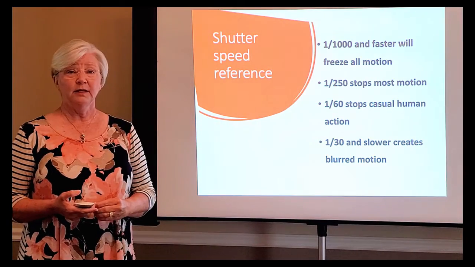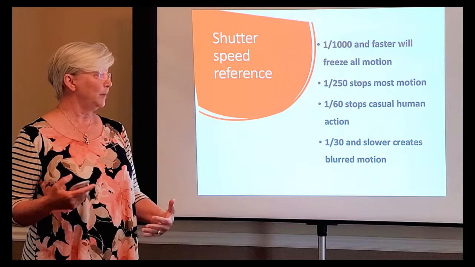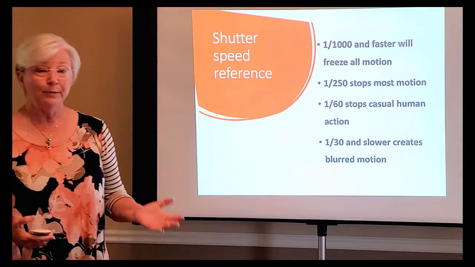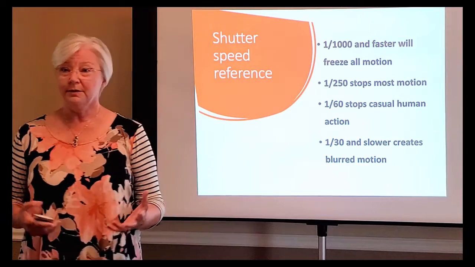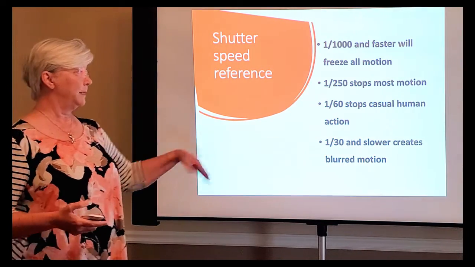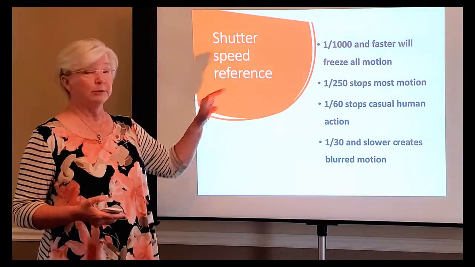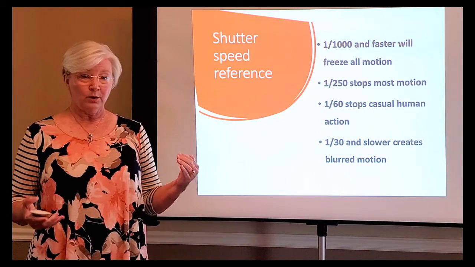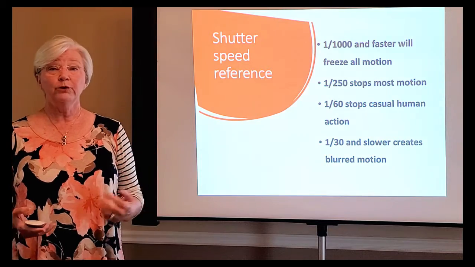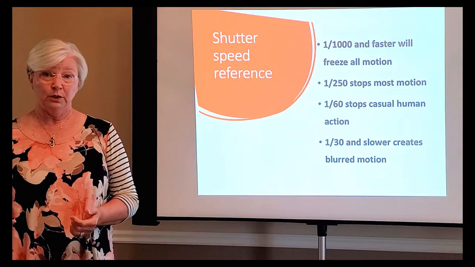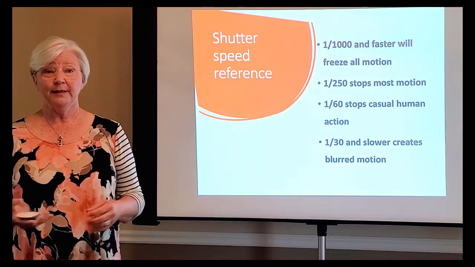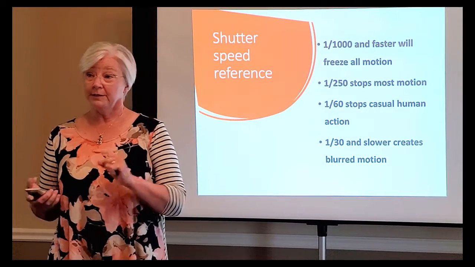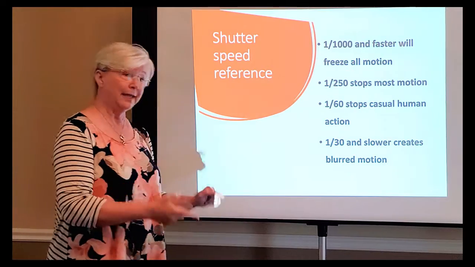1/60th of a second stops most casual human action. It also stops most animal movement, just kind of walking and talking. It's not going to stop running, though. You need to go a little bit faster than that. And 1/30th and slower is a good place to start when you're thinking about creating motion blur. But everything is dependent, like we said before, on the movement of the subject as well as the movement of the camera.